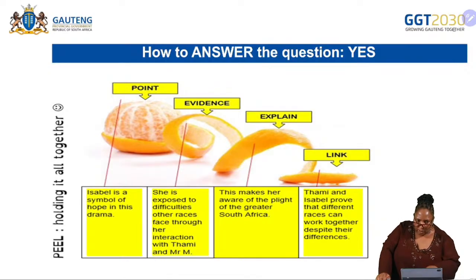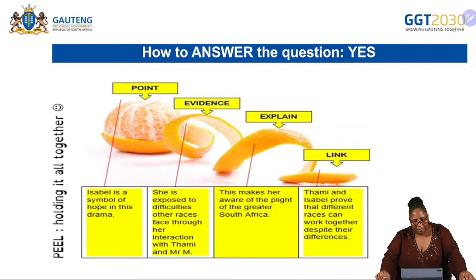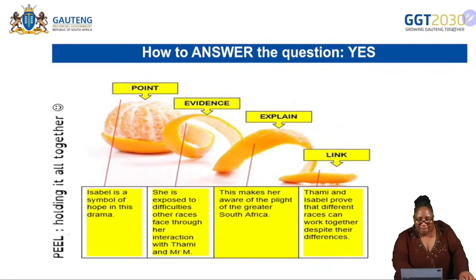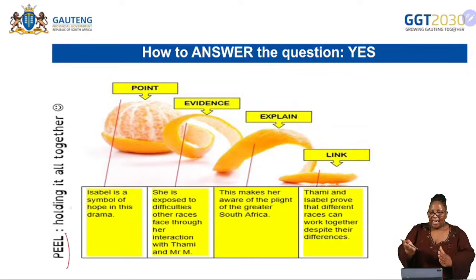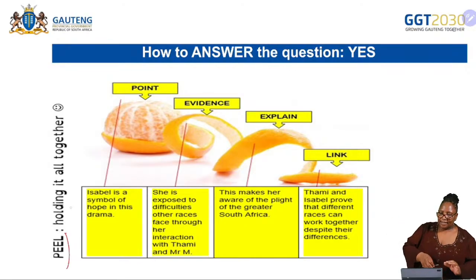But remember 2022, what do we do? We give full substantiation and we earn ourselves 3 marks. This PEEL method is like an orange. When you peel an orange, you have layers and layers.